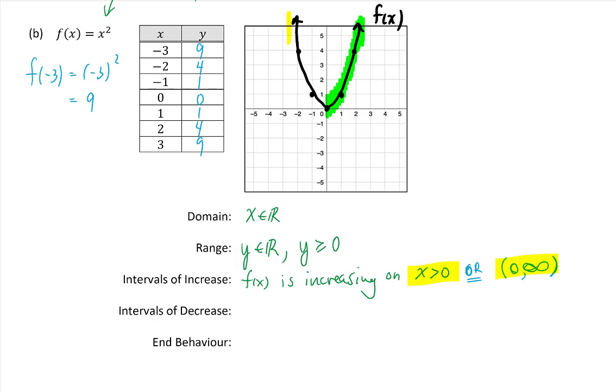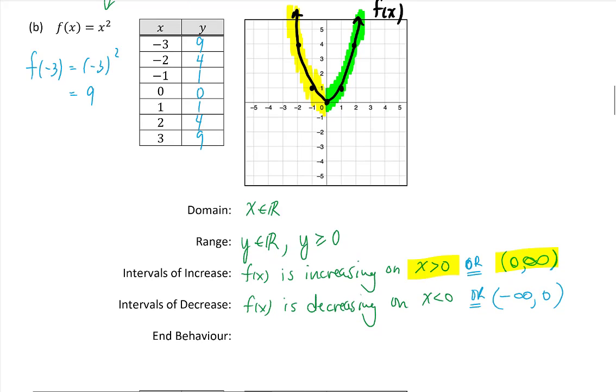Next, we look at where this function is decreasing. So as we look left to right, we see it's decreasing all the way up to 0. Or, again, we can write it using set notation from negative infinity to 0. Please note, you can use either notation. You need to understand both because answers in the back of the book may use either notation.